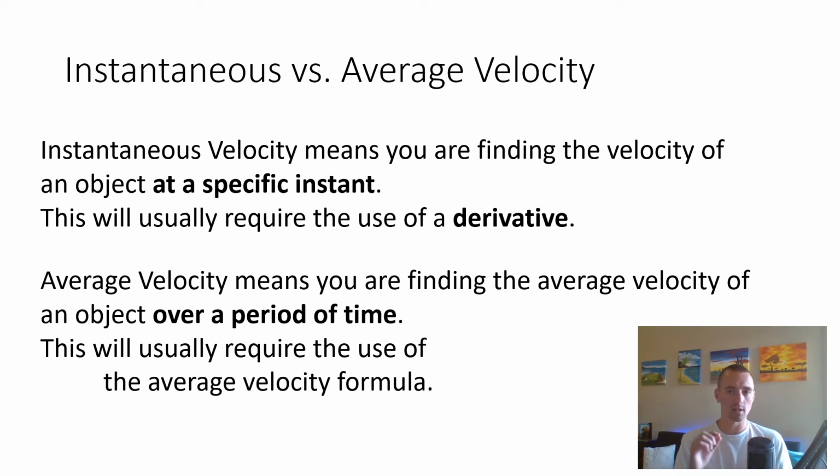Instantaneous velocity is at a specific instant. Average velocity is over a period of time. So in an instantaneous velocity problem, you're given one specific t value, one specific time to look at. In an average velocity problem, like the one we have, you're given two time values because you need a range of time, from 1 second to 2 seconds, for example. And this is going to be used in the average velocity formula.